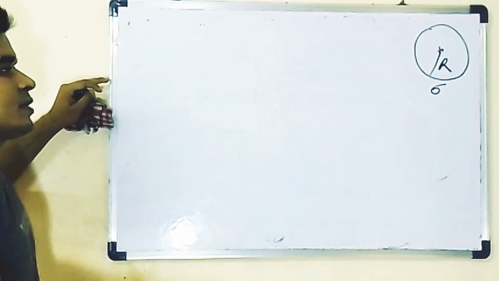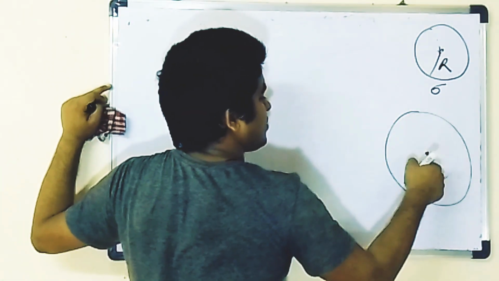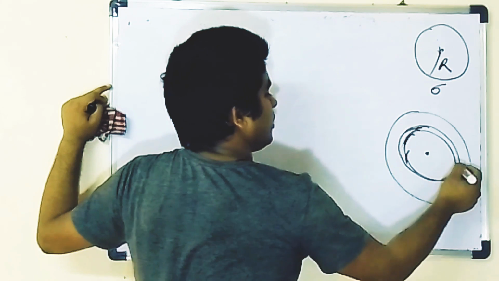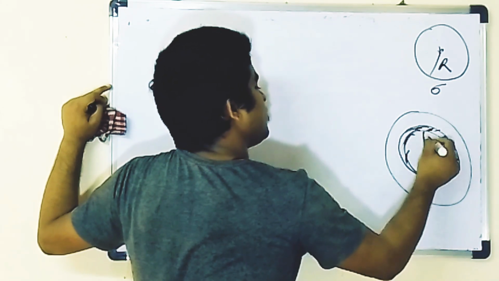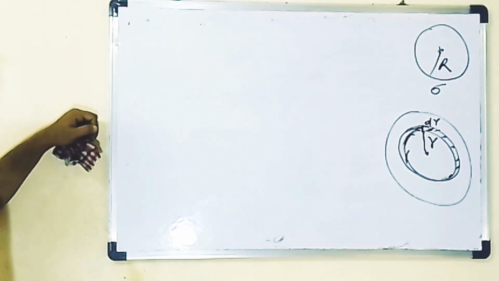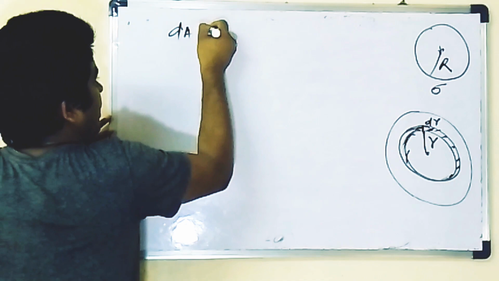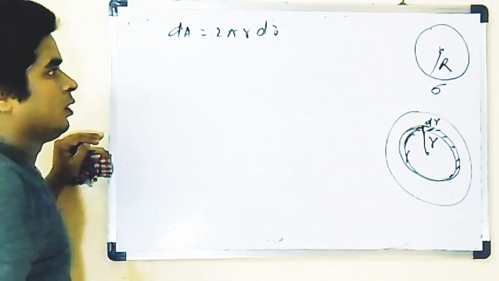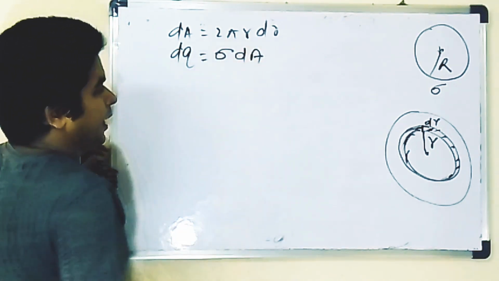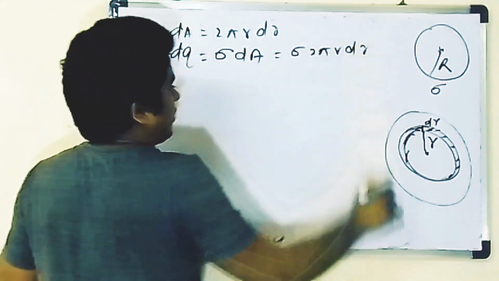Now in place of a ring we have a disk of radius r. Suppose there is a disk of radius r, and at a distance small r from the center there is an elementary area like this, dA, and its width is dr. So dA of this strip is 2 pi r dr. The charge dq is sigma into dA, so sigma into 2 pi r dr.